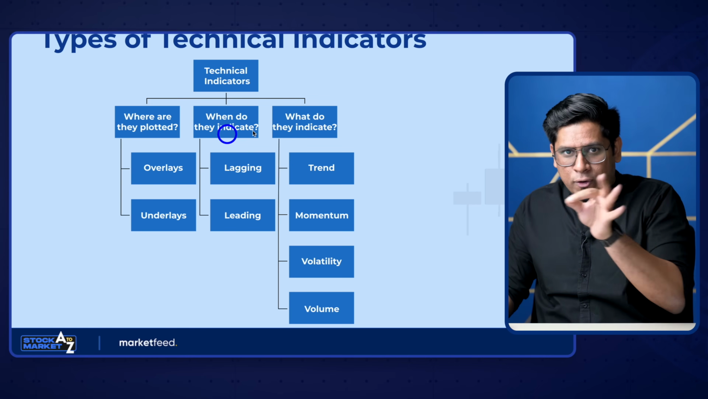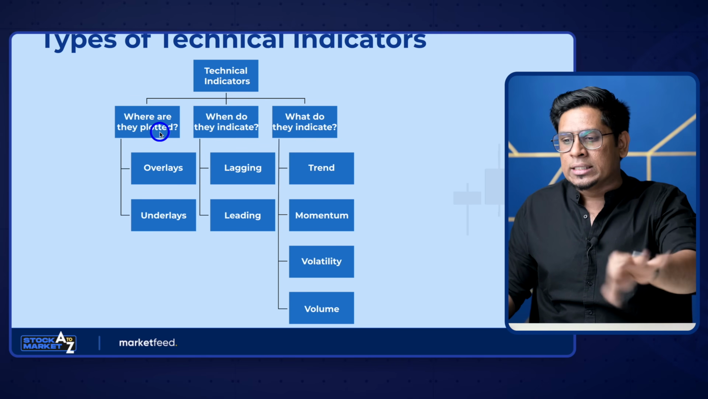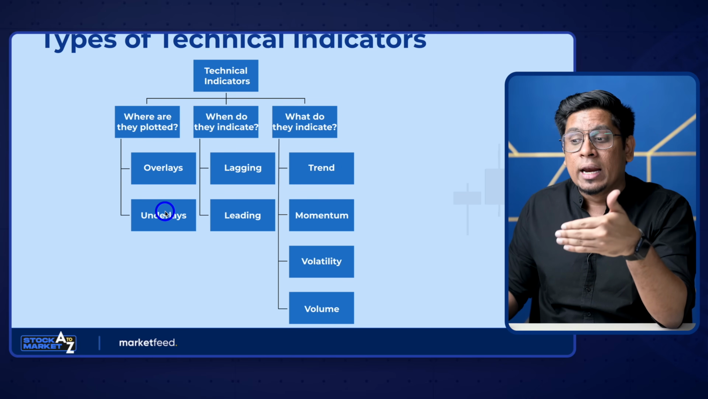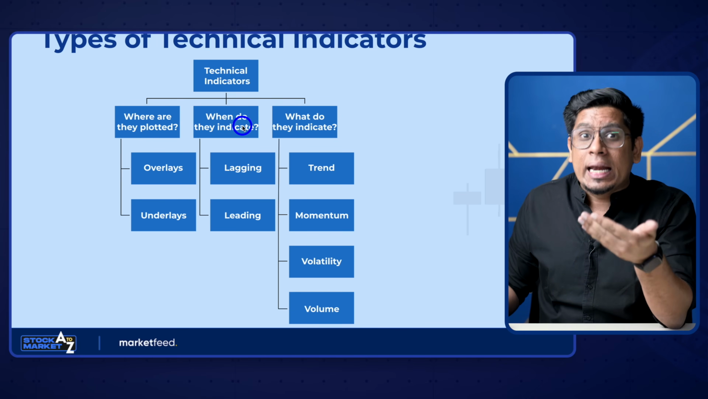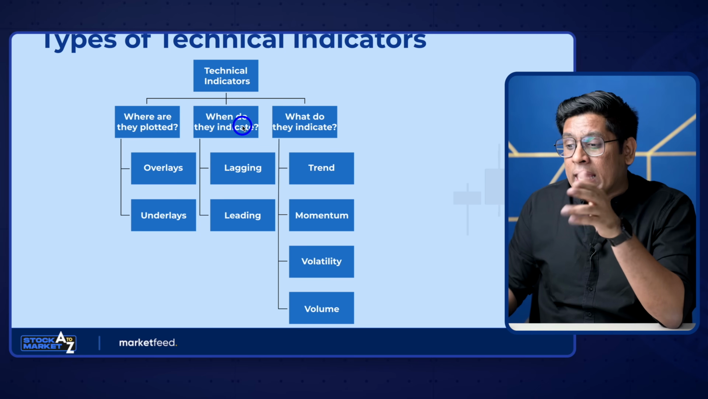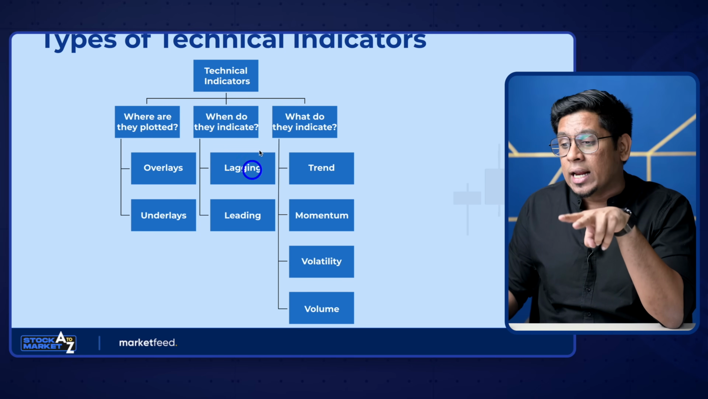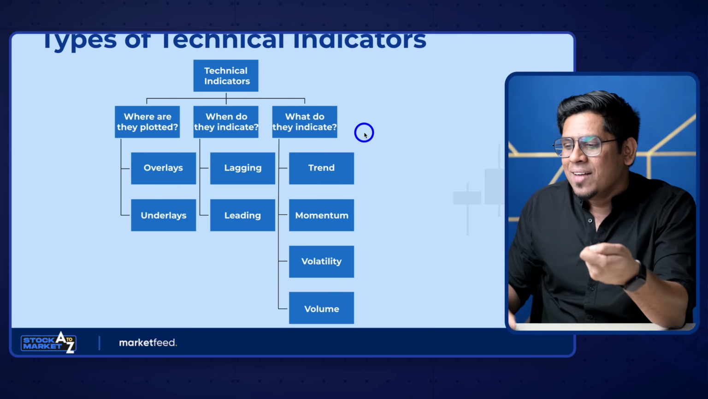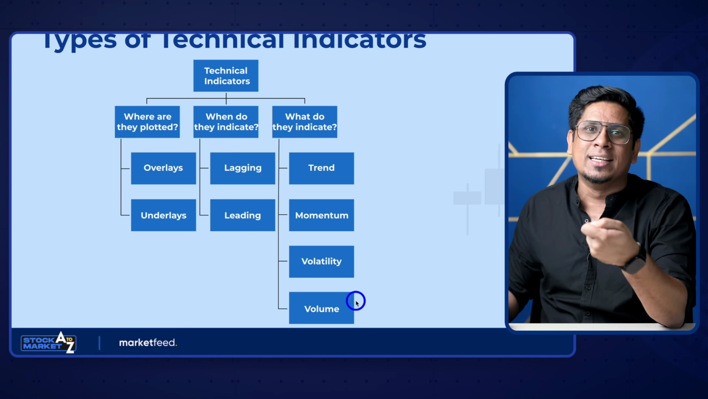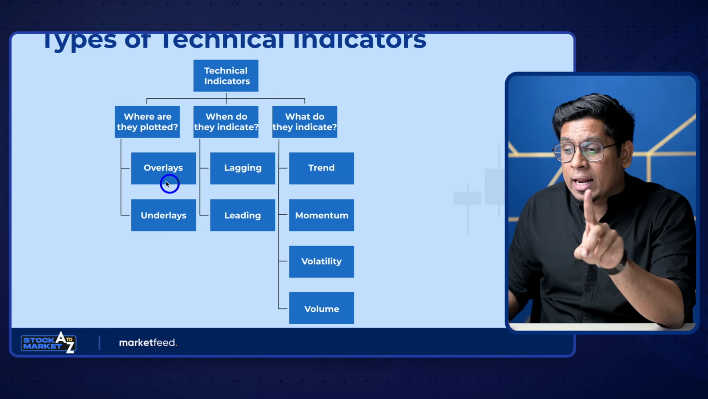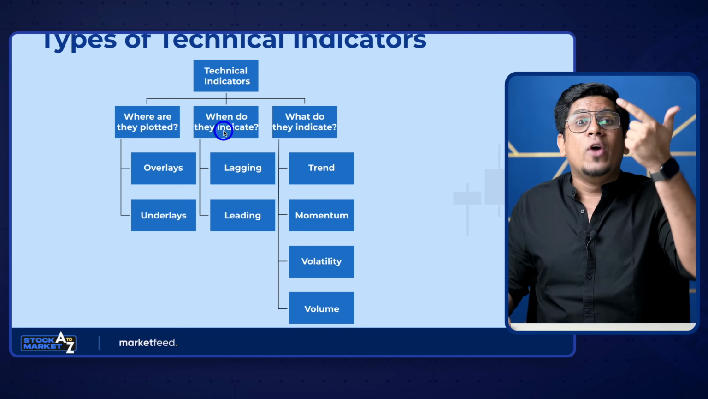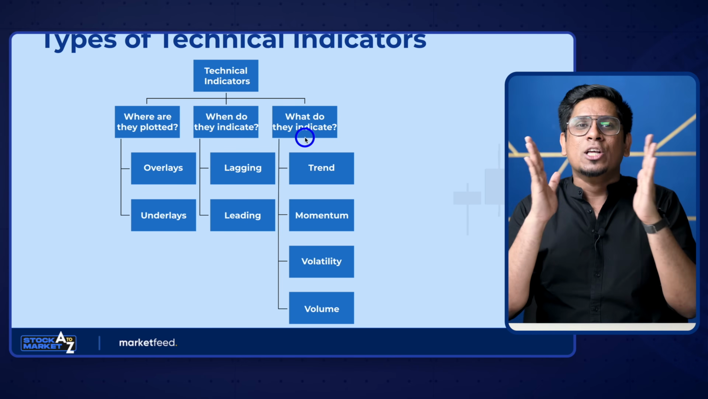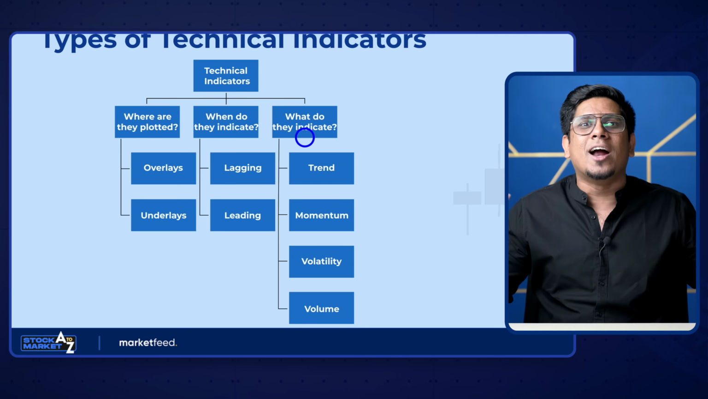Now, based on different things, there are different types of technical indicators. For example, based on where they are plotted, there are 2 different types of technical indicators. Based on when do they indicate the future possibility of an underlying, there are 2 other different types of technical indicators. And also, depending on what do the technical indicator actually indicate, there are 4 different types of technical indicators. What is that has to be clear here? Based on where they are plotted, when do they indicate, and what do they indicate? There are multiple different types of technical indicators. So let us quickly learn about them and be done with today's class.